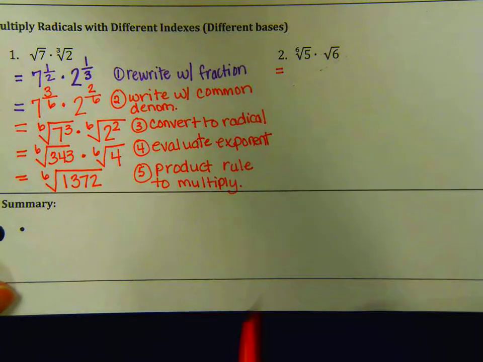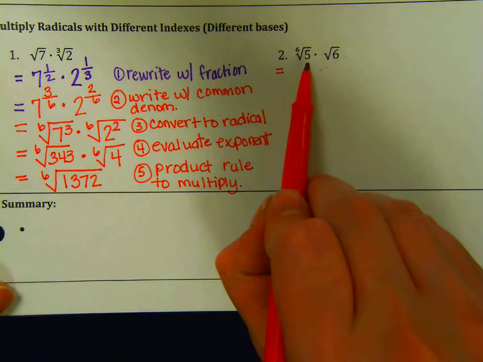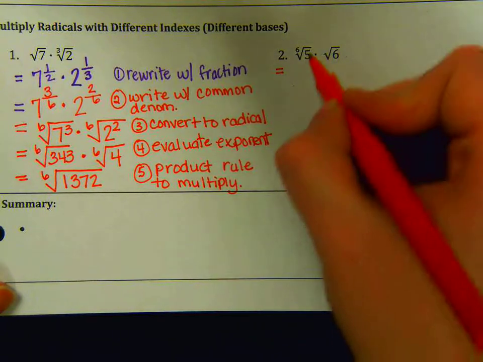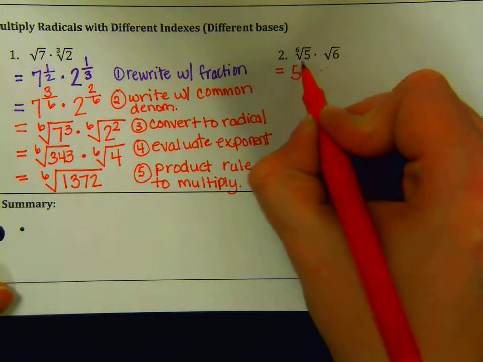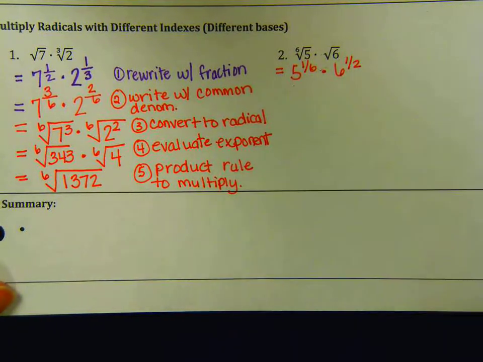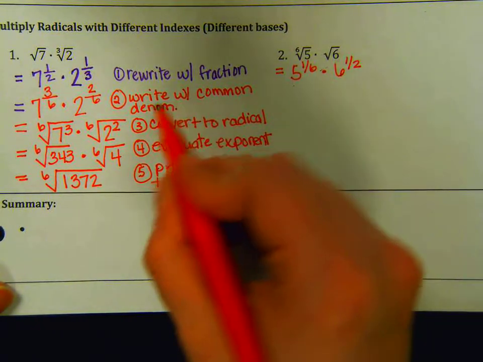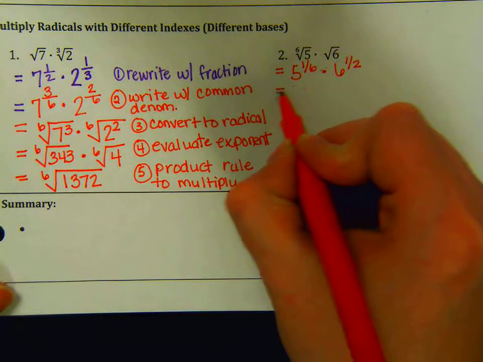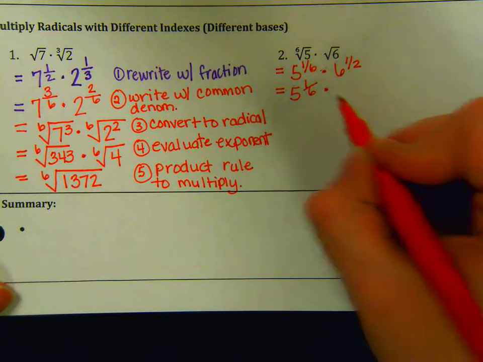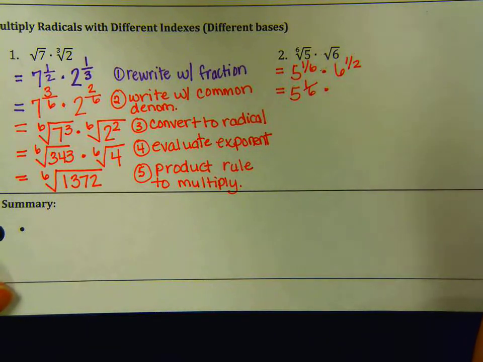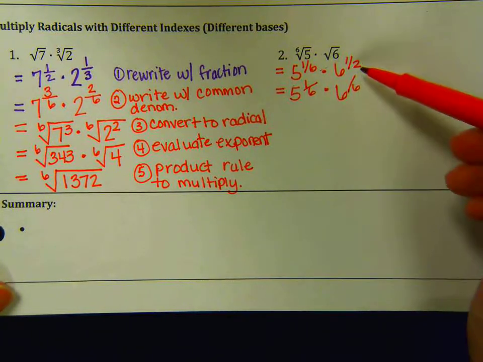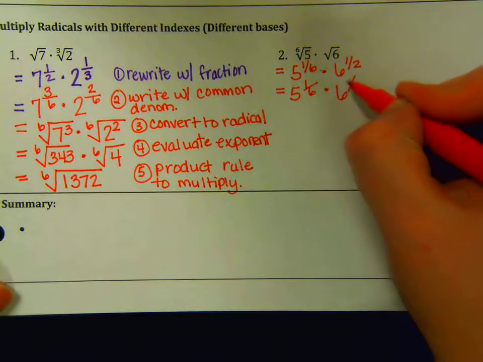So the first thing I'm going to do in number 2, I have the 6th root of 5 times the square root of 6. They do not have the same index. So I'm rewriting them both with fractions. So 5 to the 1/6 times 6 to the 1/2. Step 2, write with a common denominator. So 6 is still my common denominator. I didn't have to do anything to the first one because it was already there. And then we have 6 to the, whatever I multiply the bottom by, I have to multiply the top by, so it's 3/6.